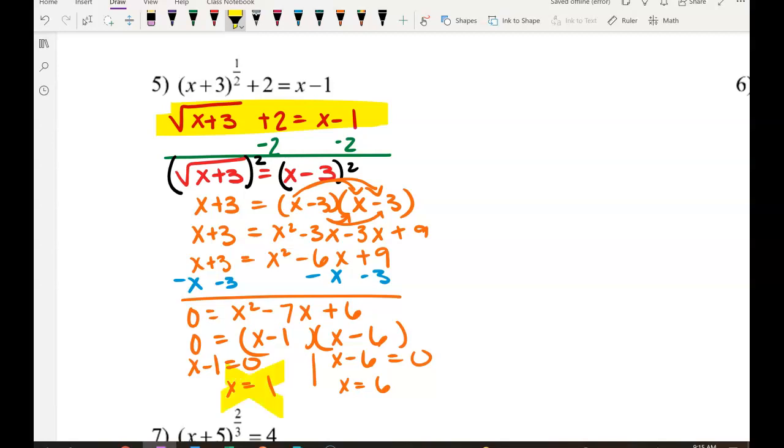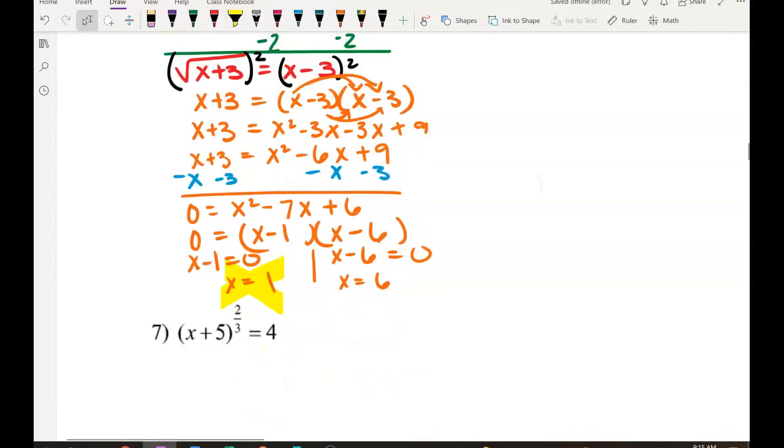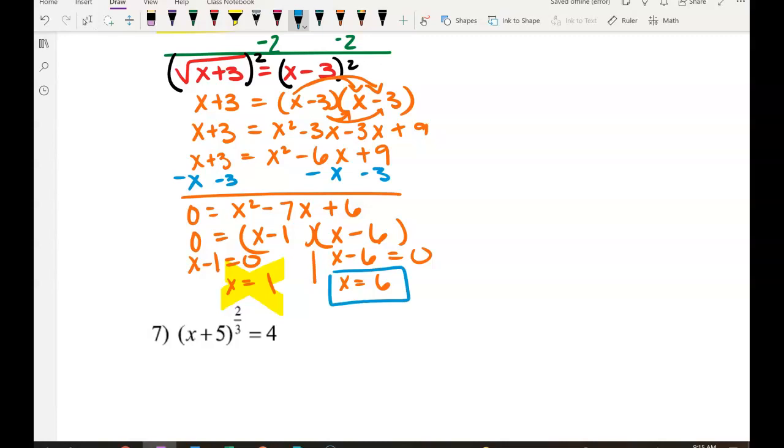Equals 1. Gone. 6. Let's check it in. 6 plus 3 is? 9. Square root of 9? 3. 3 plus 2? And then on the right side, 6 minus 1. Can I keep it? Then that's the only one that you can box. Okay.